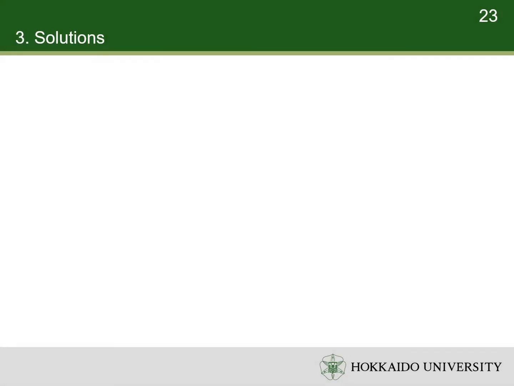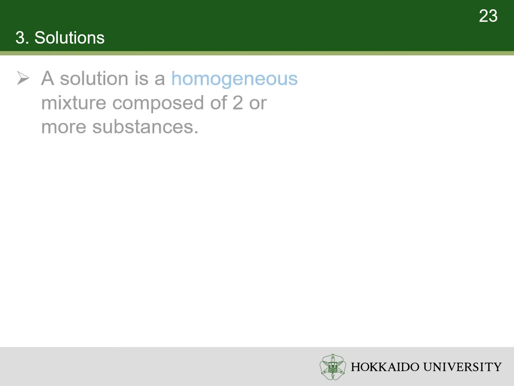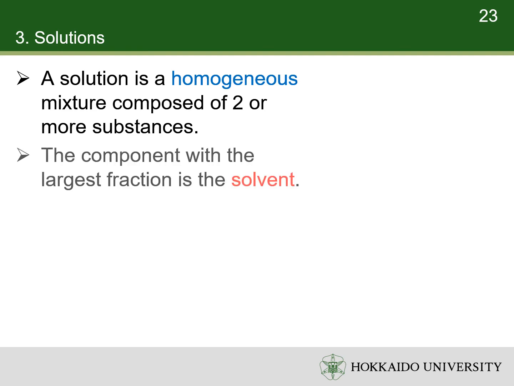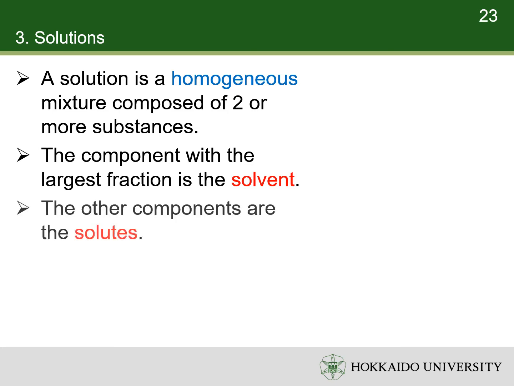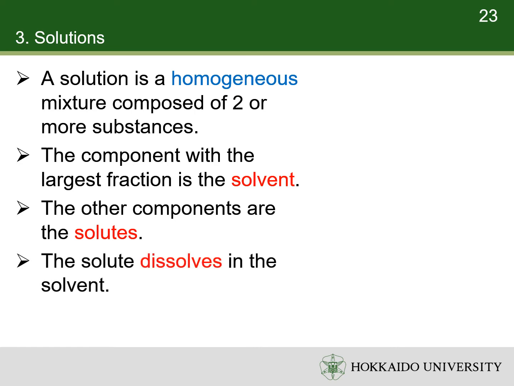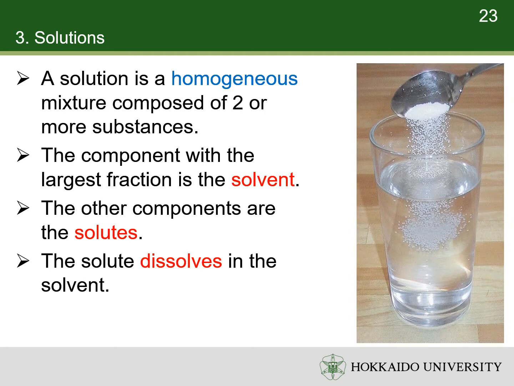Before we discuss the phase equilibria of systems with two or more components, let's introduce the concept of solution. A solution is a special type of homogeneous mixture composed of two or more substances. In principle, the component with the largest fraction is the solvent. The other components are the solutes. We say the solutes are dissolved in the solvent. For example, when sodium chloride is dissolved in water, water is the solvent, while sodium chloride is the solute.